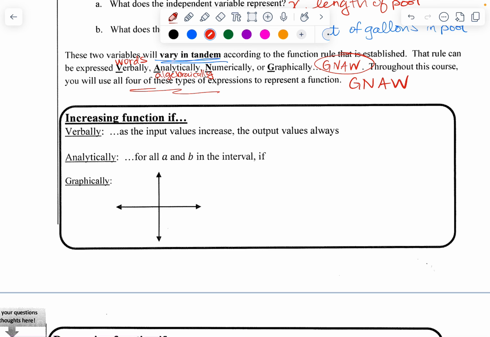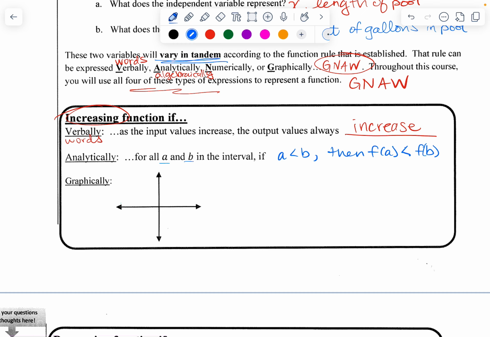So first one, let's do this verbally or with words, okay? So if I were to describe an increasing function, it's as the input values increase, the output values always increase, okay? Analytically, if I'm looking at an increasing function, for all values of a and b on the interval, if a is less than b, then f of a should be less than f of b.